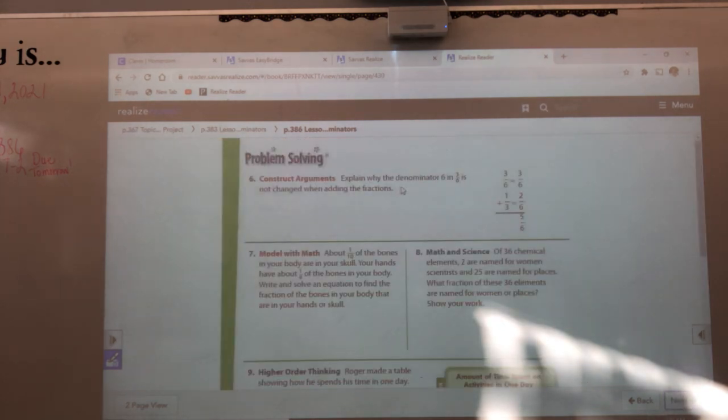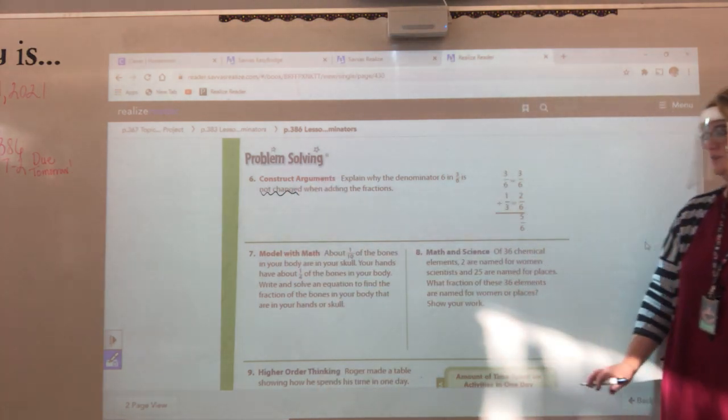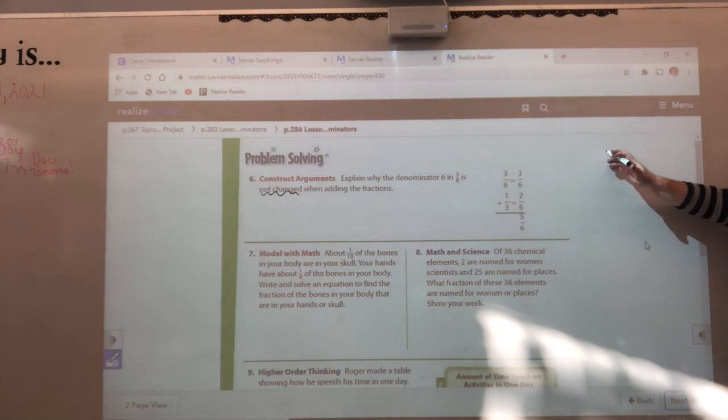Explain why the denominator 6 in 3/6 is not changed. You should probably underline "not changed" when adding the fractions. Okay, pencils down and watch me. Let's see if somebody can tell me the answer.